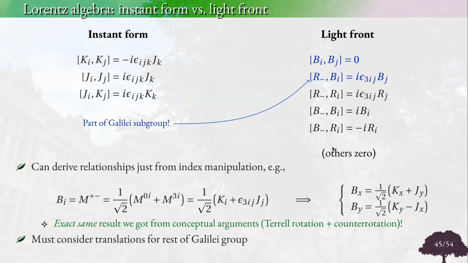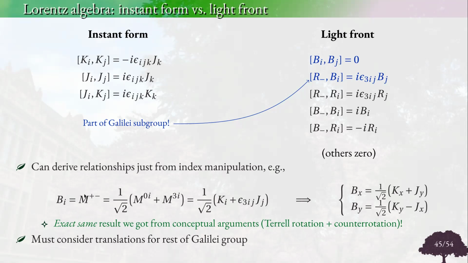You can derive a bunch of these relationships just from index manipulation as well. So for instance, previously I made a conceptual argument for why the generators of light front transverse boosts had to involve these peculiar combinations, kx plus jy or ky minus jx, based off of canceling out a Terrell rotation that you would observe. However, just by manipulating the indices, by just saying that, oh wow, this is a typo, this should be m plus i. Too many typos in this section.